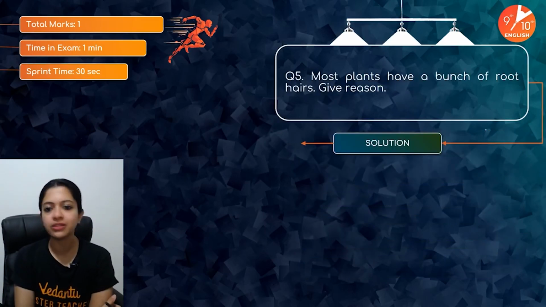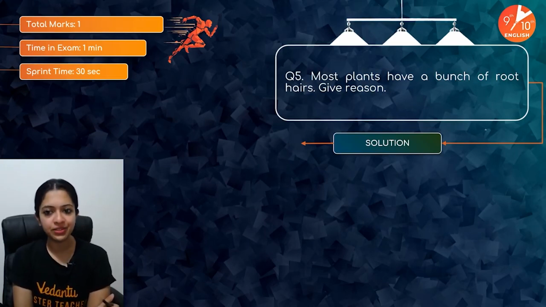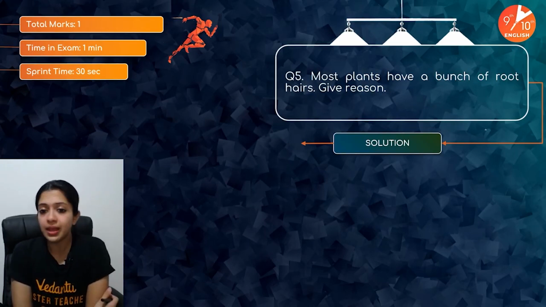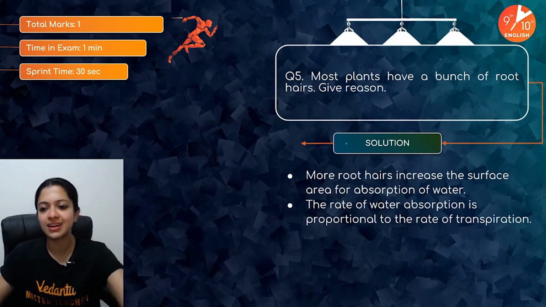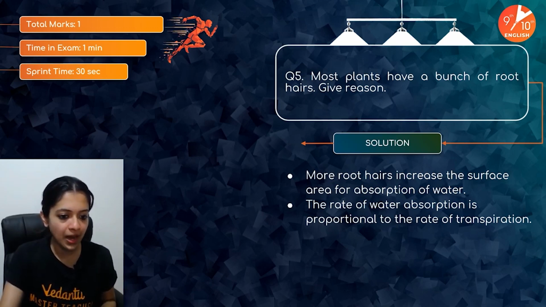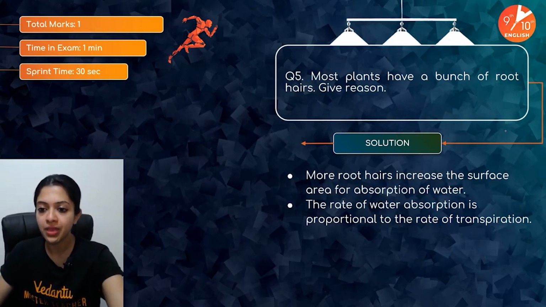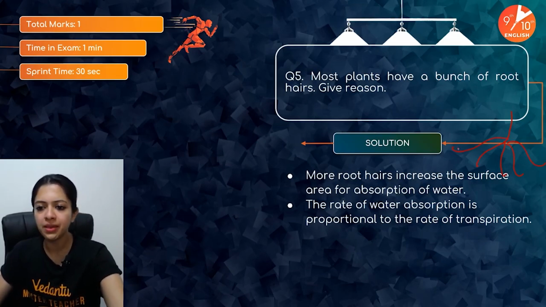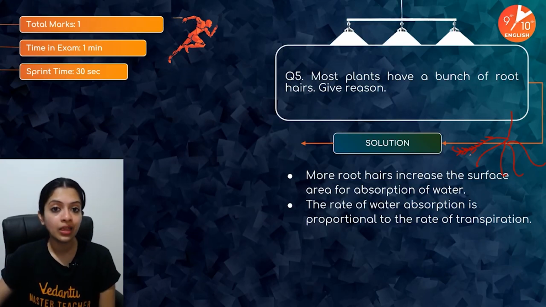Moving ahead. Question 5. Most plants have a bunch of root hairs. Give reason. Well, absorption by roots is the chapter's name. So I'll use a different color to just mark off something. Children, remember the plant body and these are the root hairs. There would be very, very tiny root hairs over there on the surface of the roots.